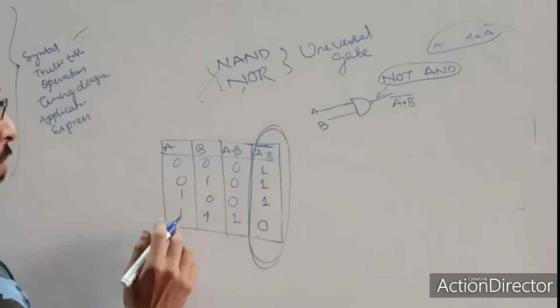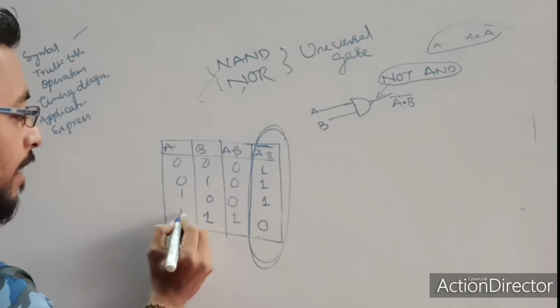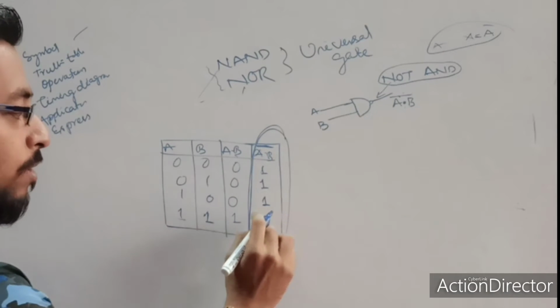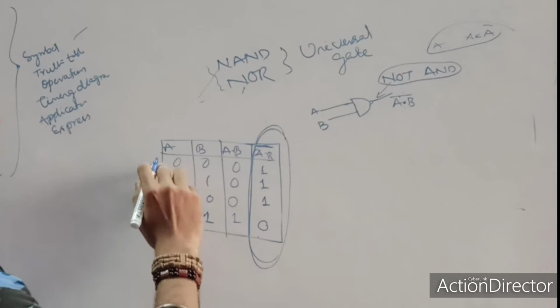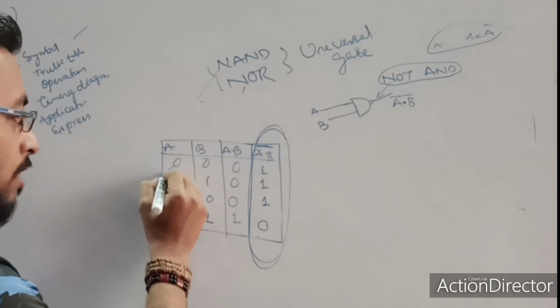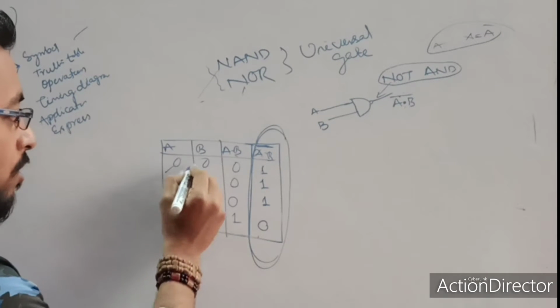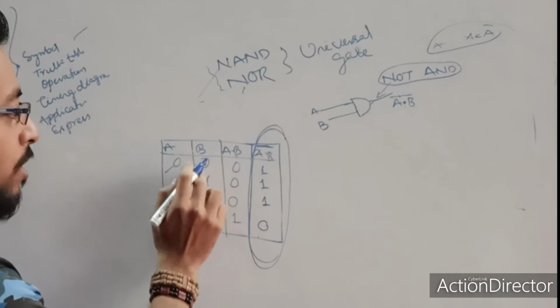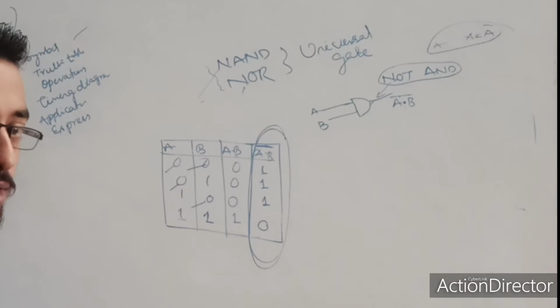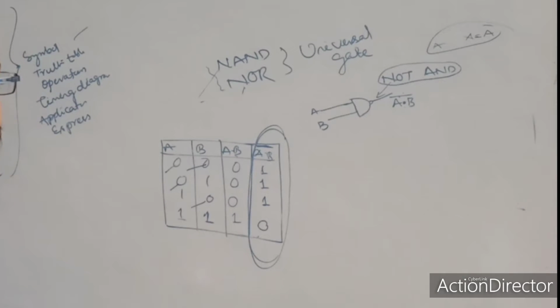It means when both my inputs are high, then the output of the NAND gate will become low. And if any of the inputs is 0, if this is 0, or this is 0, or both 0, then my output will become 1. So this is the truth table for this NAND gate.